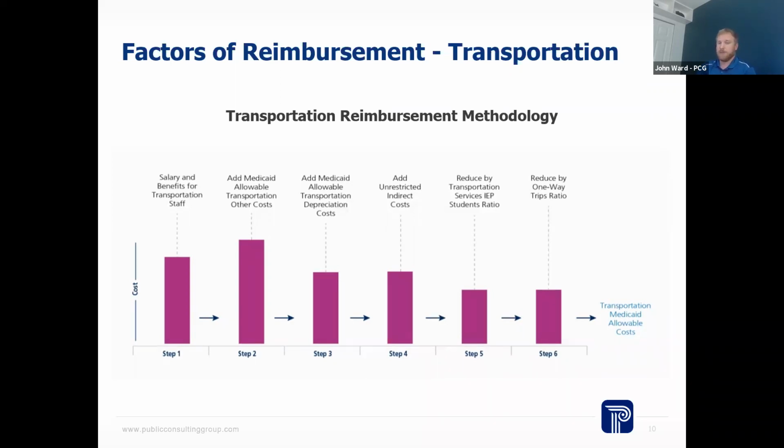So if your district reports not only specialized, you'll apply steps 5 and 6. If your district reports only specialized transportation, you would only apply step 6. You would skip step 5.